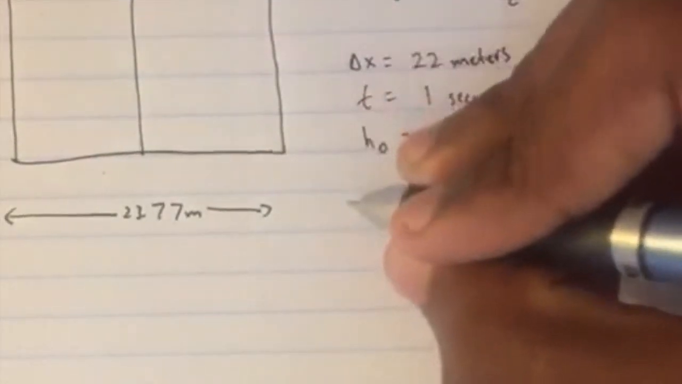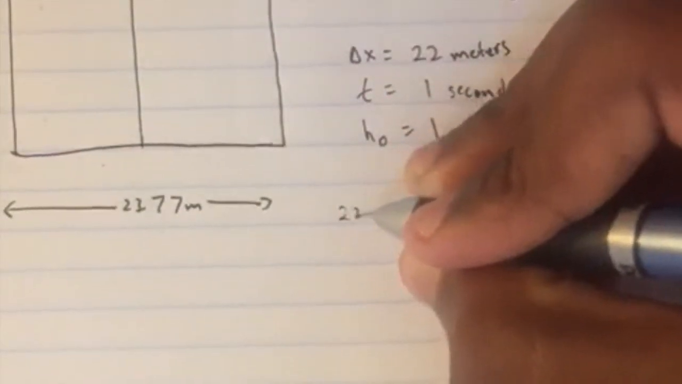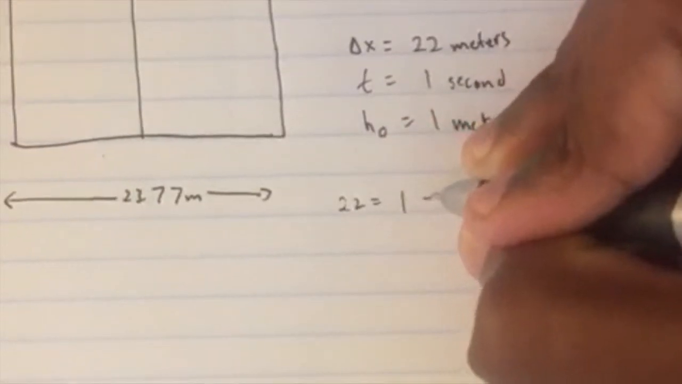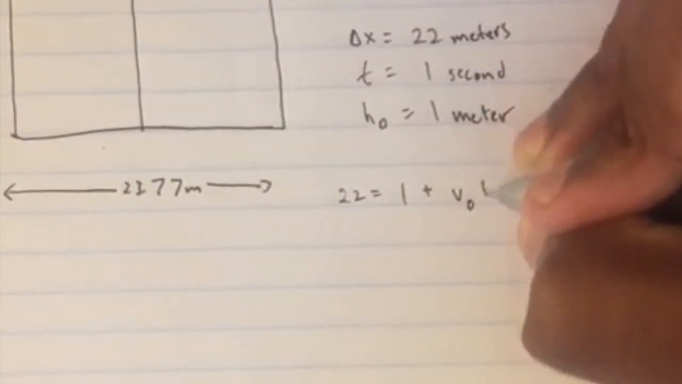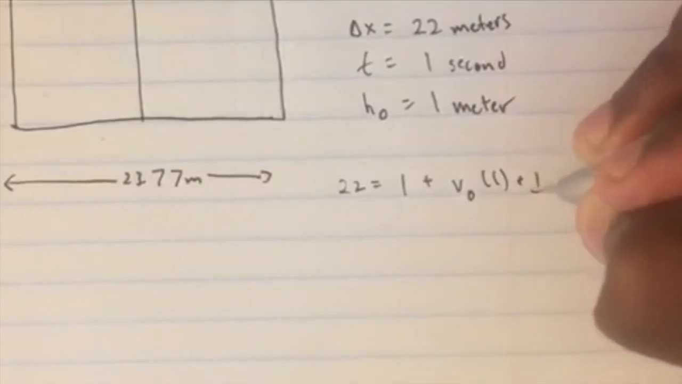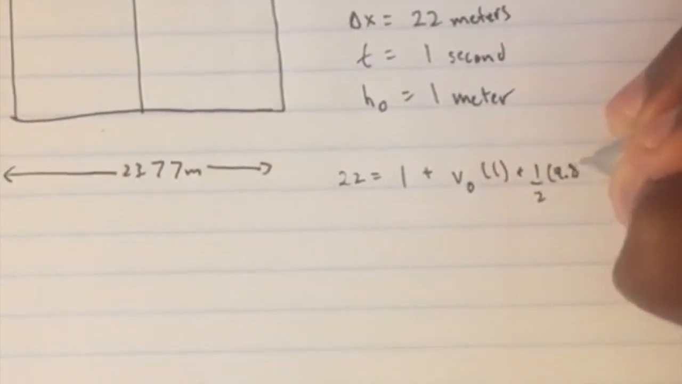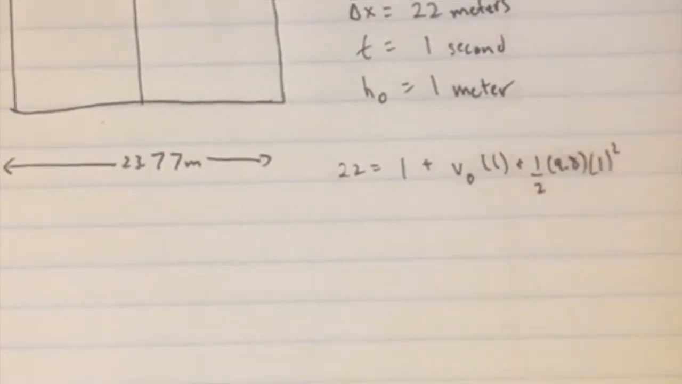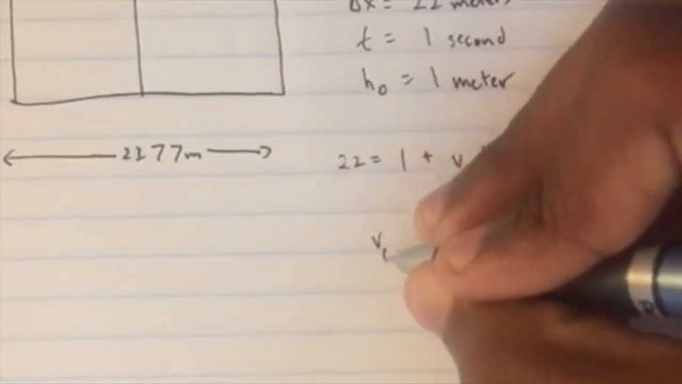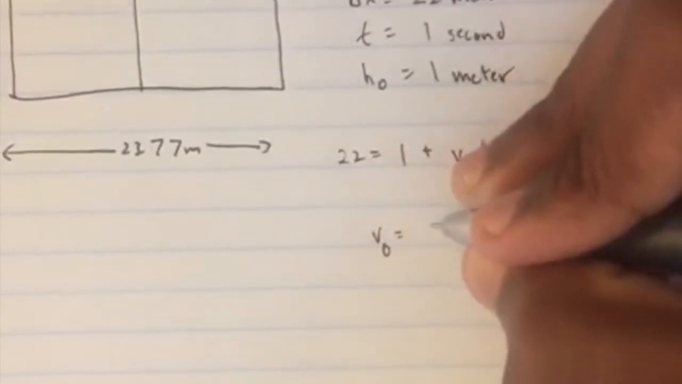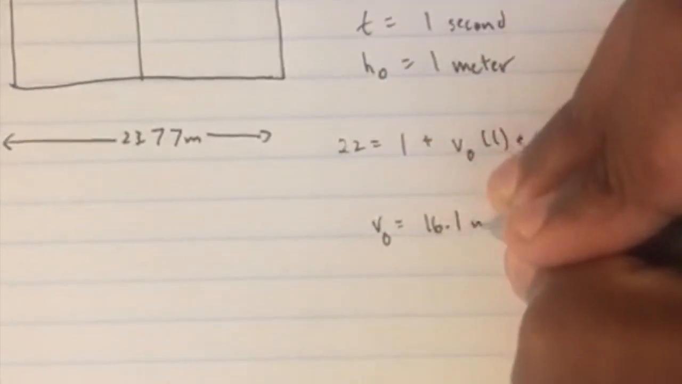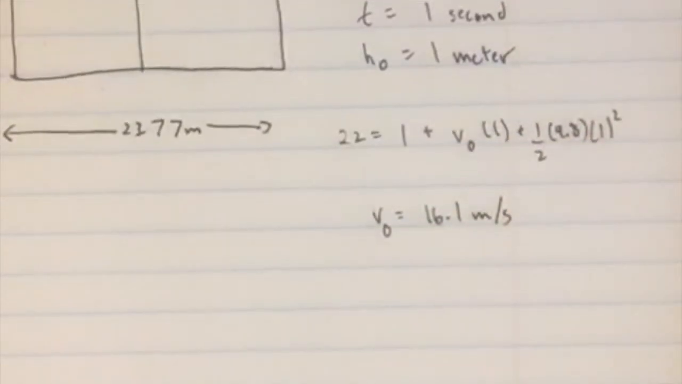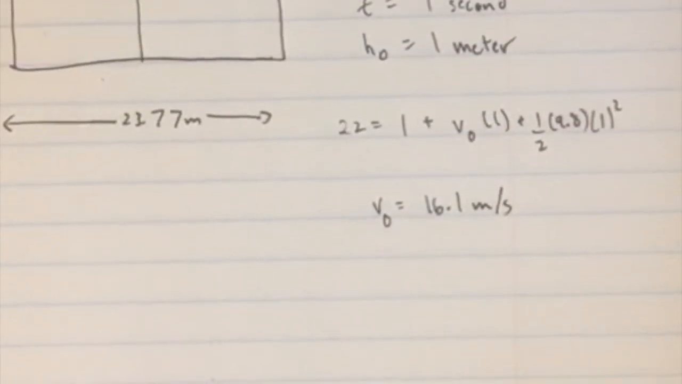When we plug that in, it becomes 22 is equal to 1 plus v0 times 1 plus half times 9.8 times 1 squared. So we get v0 is equal to 16.1 meters per second. And that's the correct speed at which to hit this tennis shot.